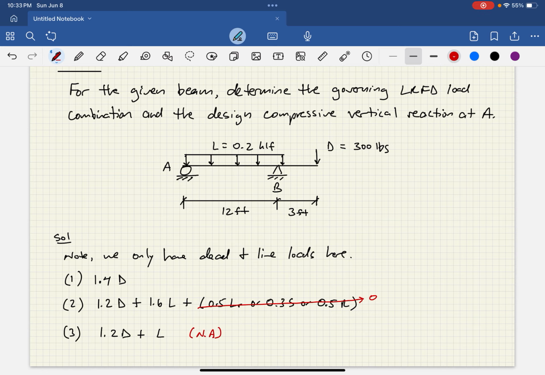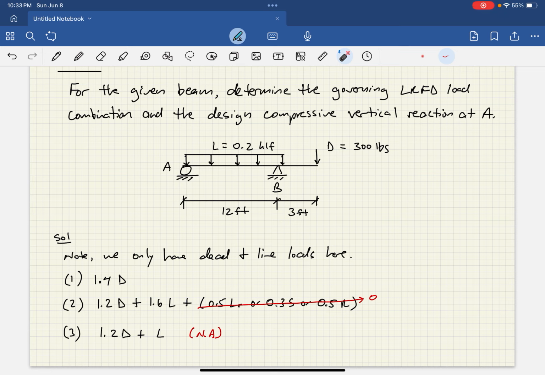Why? Well, because load combo 3 here will always give you a smaller result than load combo 2. In load combo 3 you have 1.0 times the live load, but in load combo 2 you have 1.6 times the live load. So you're ramping up the live load by 60% in load combo 2, and you're not in load combo 3. So load combo 3 will not govern in this. Okay, so really you just have these two load combinations that we have to deal with.